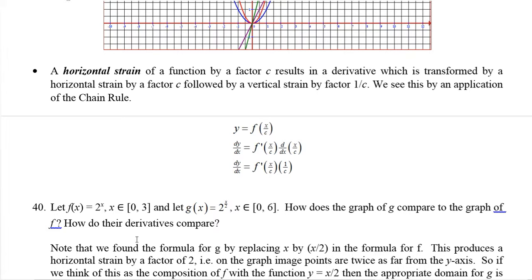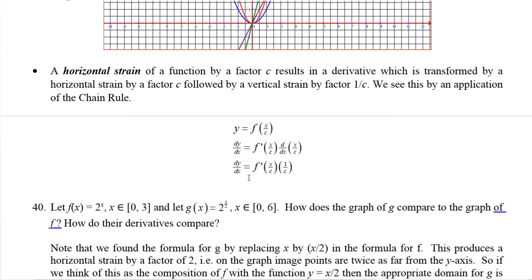A horizontal strain by a factor c, let's see what happens there. If you replace x by x over c, we're looking at y equals f of x over c. Now let's find dy over dx. Well, that's f prime of x over c, and then you take the derivative of x over c, which is 1 over c.